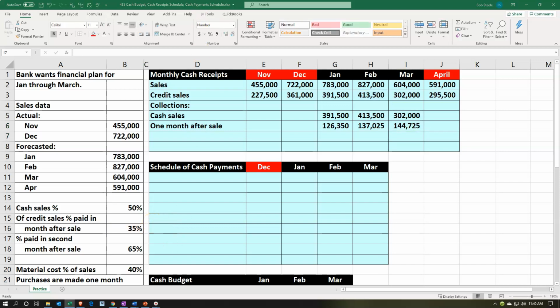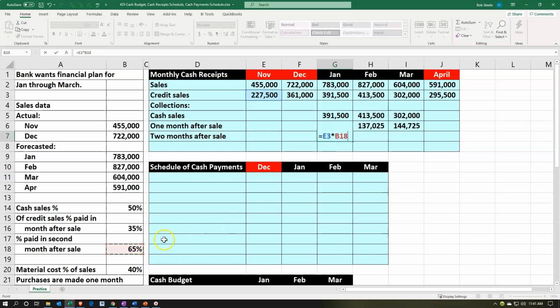Then we're going to say what we're going to collect 2 months after. So we're looking at the credit sales that we're going to collect 2 months after, which is why we need the November number here. So we're going to be picking up the November number times the 65% when considering the amount that will be collected in January. So we're going to be picking up then the 227.5 times the 65% down below.